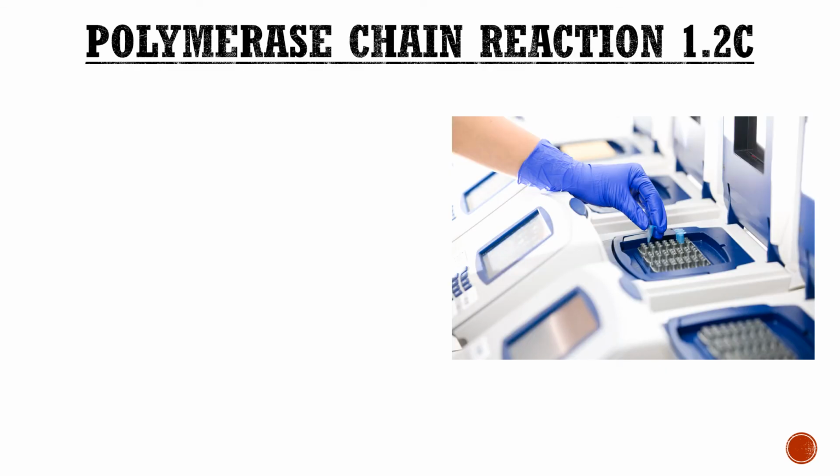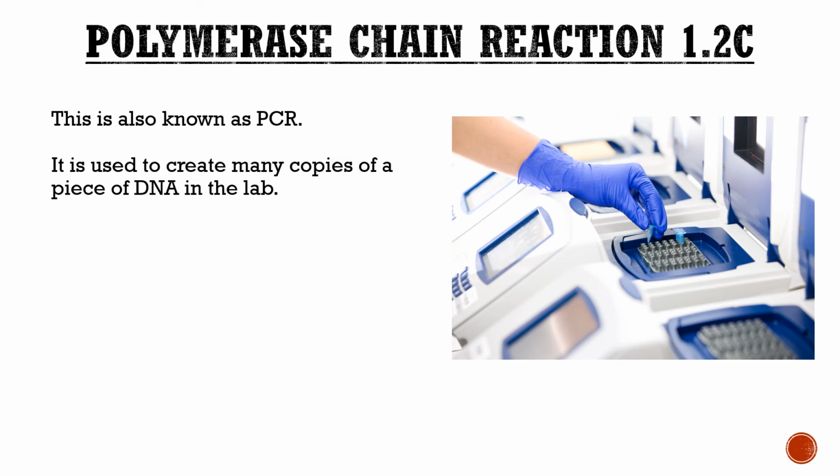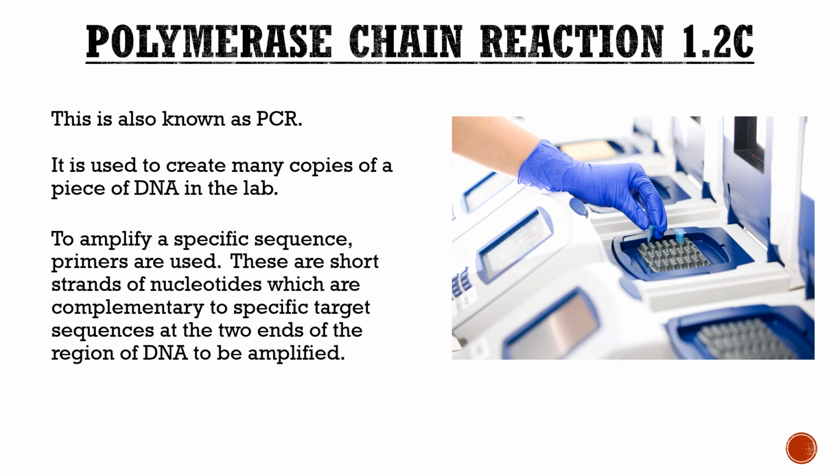The last part of this subunit we need to look at is what's called the polymerase chain reaction, which is also known as PCR. Okay, so PCR is used to create many copies of a piece of DNA in a lab really quickly. To amplify a specific sequence, primers are used very similarly to what we just saw in the last scenario. It allows things to join on. But these primers are more specific, so they're complementary to a very specific target sequence, so you only get the bit of DNA amplified that you want, and you get lots of copies of it. So not the entirety of the DNA, only the sections you want particularly.